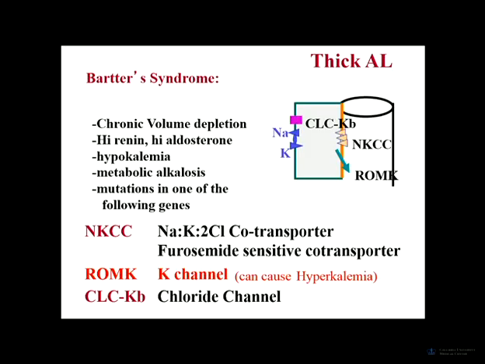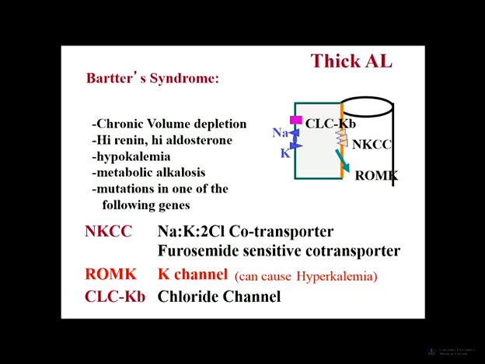So there is a syndrome which is associated with severe volume depletion, high renin and high aldosterone, and hypokalemia, metabolic alkalosis, and mutation of one of the following genes. You can have mutation in this gene, of course, and that causes increased renal flow. This is like having a diuretic. The most common diuretic is called furosemide or Lasix, which acts on this. So it's like having a continuous diuresis, which produces volume depletion, high aldosterone, and hypokalemia because of increased flow rate and high aldosterone. That's the syndrome.